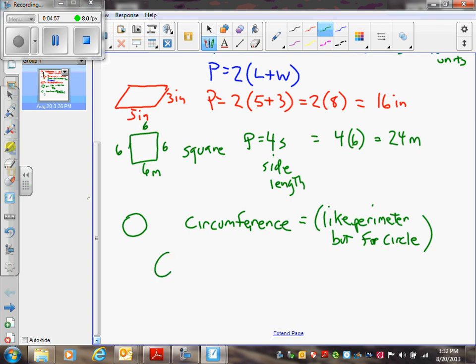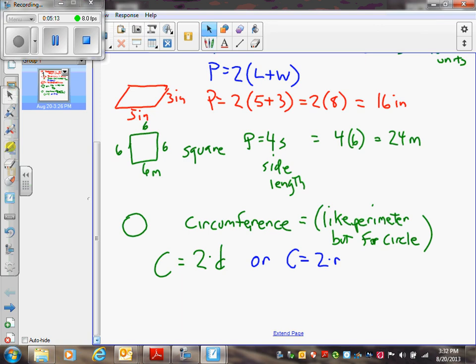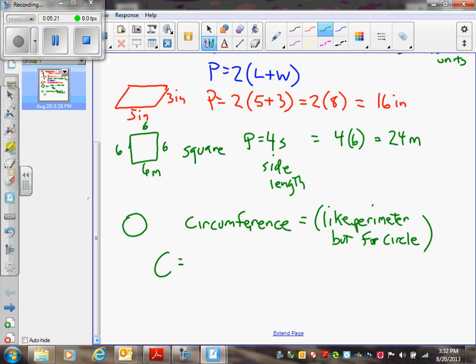Circumference has 2 formulas, and they're related. Circumference is 2 times the diameter, or circumference is 2 times the radius. Whoops, I screwed that up. Back up. Hopefully you brought a pencil to class. That's why you bring a pencil, because you make mistakes.